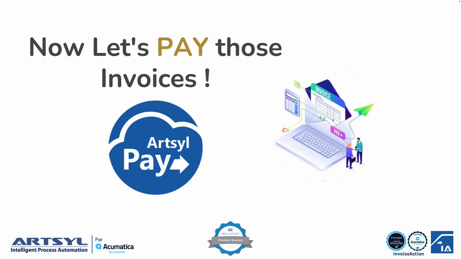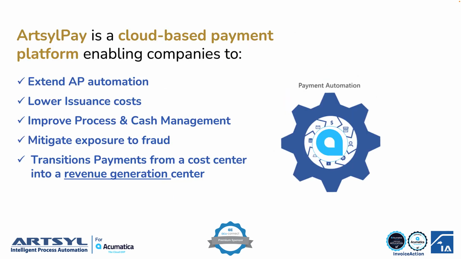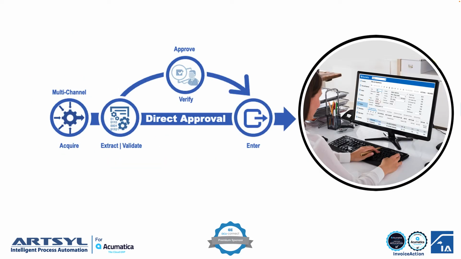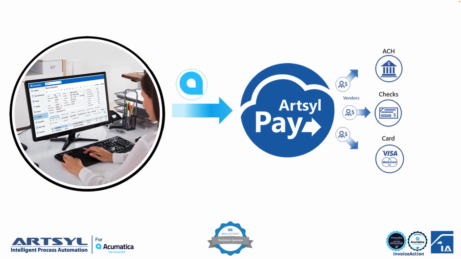Okay, now let's pay those invoices. ArtsylPay is also cloud-based and helps your company to lower your issuance costs, mitigate fraud by eliminating many touch points, and, more importantly, transition your payments from a cost center to a revenue-generating center. Recall, ArtsylPay extends AP automation by automating invoice payment from within Acumatica.